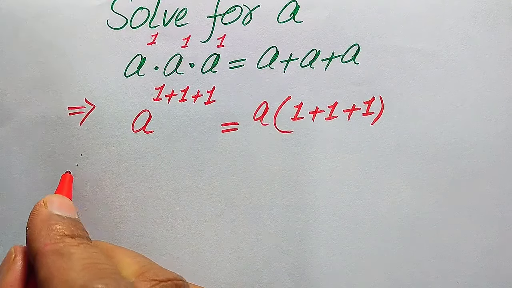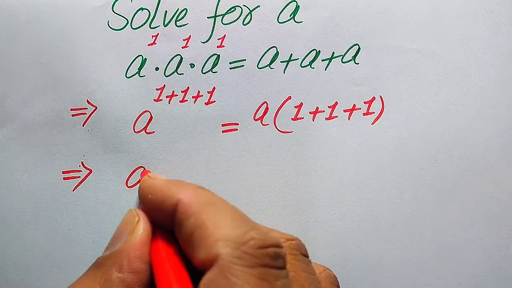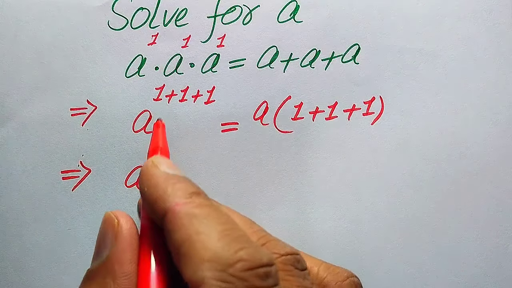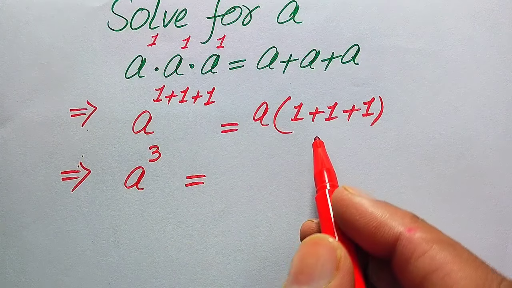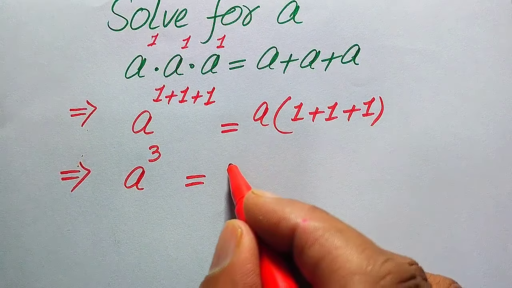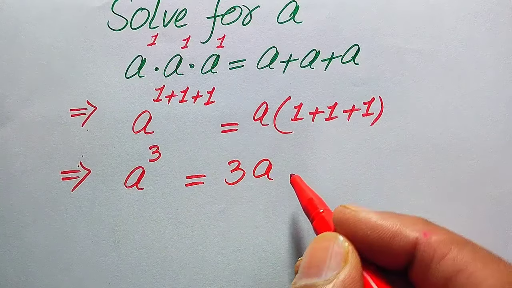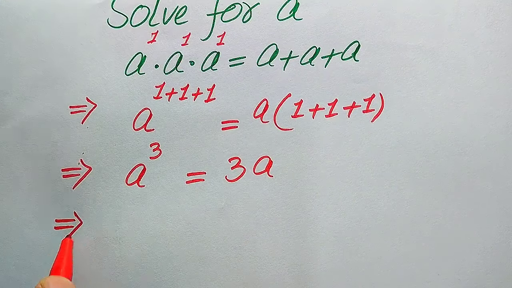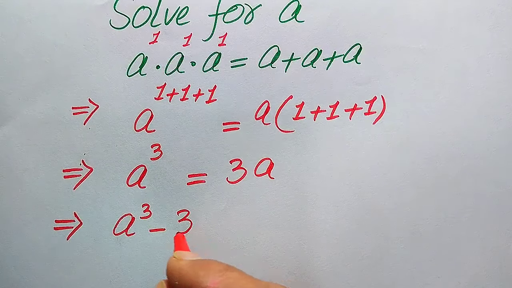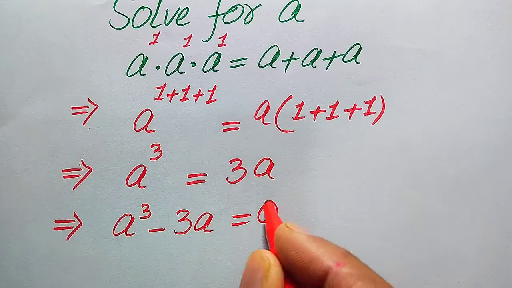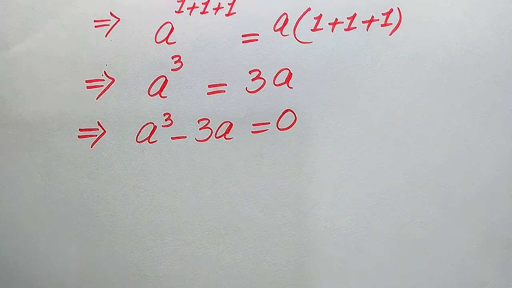And now in the next step we need more simplification, and in the left hand side we obtain a to the power of 3 is equal to, in the right hand side we have 1 plus 1 plus 1 becomes 3a. And further in the next step we move this 3a from the right hand side to the left hand side, and it becomes a cubed minus 3a, and this whole equation is equal to 0.